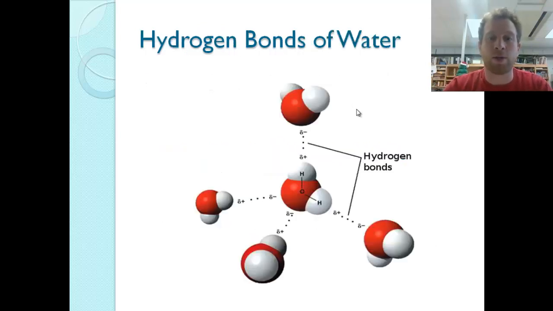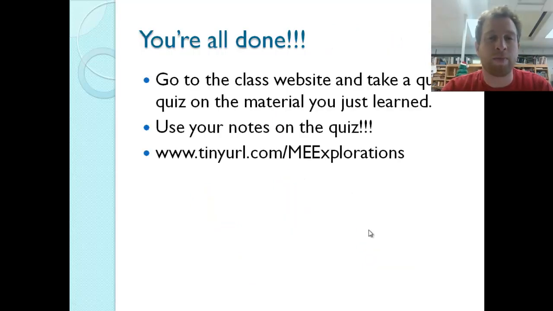Here's a picture so you can see. I've got my oxygen right here, which remember, was it a positive or a negative? Good, it was a negative. And it's attracted to this hydrogen, which is positive. You can see it in all directions. Here's my oxygen, and here's my hydrogen. Oxygen, hydrogen, hydrogen, oxygen. It's always going to be like that. And that's that big hydrogen bond.